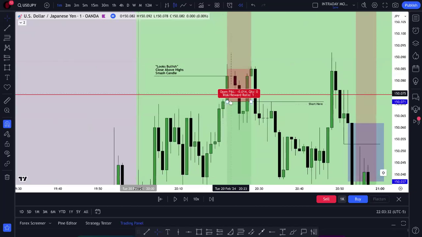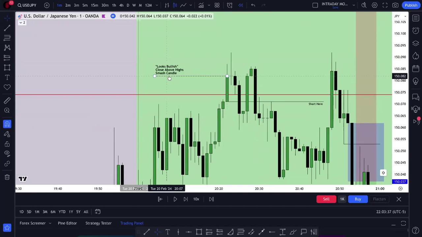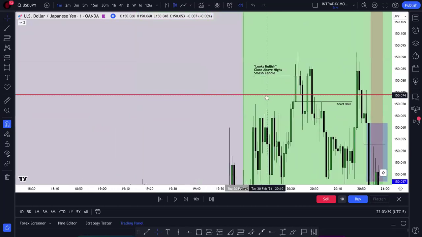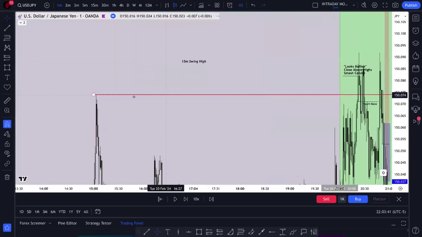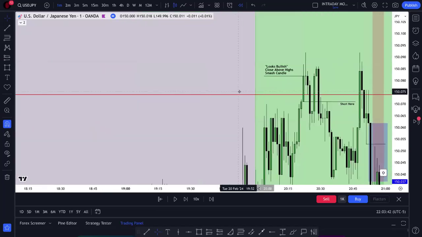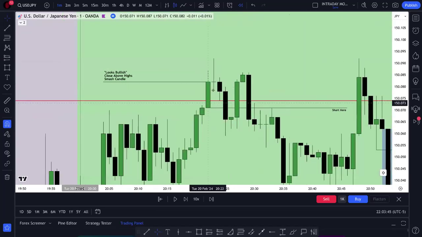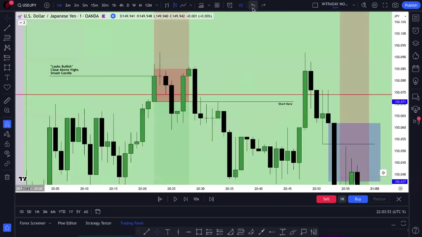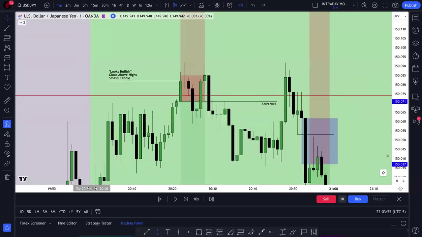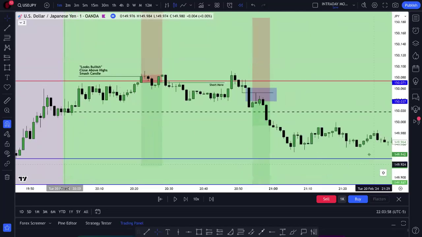That 1 minute candle here closes above several highs. It's also the candle, coincidentally, that breaks the 15-minute swing high. Not that it means anything, but I'm looking for the smash candle after, of course, the break of the 15-minute swing high. There it is. Price returns back to its low. I go short there. Short 15 pips for 15 pips, and there it is.